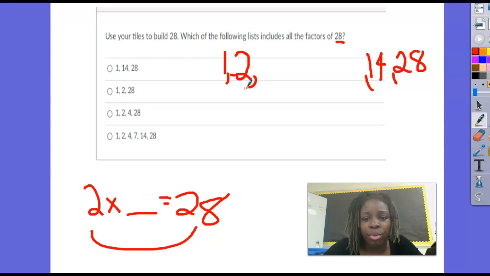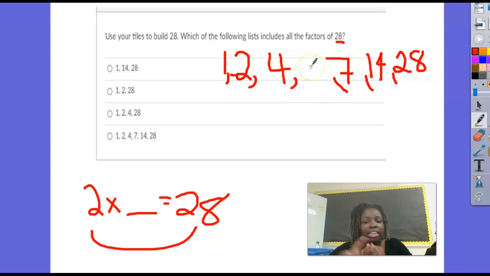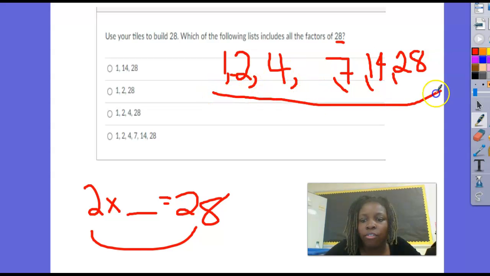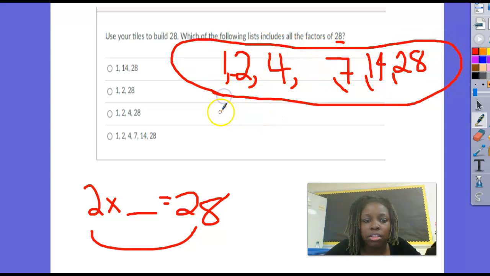Then can I multiply 3 by something to get 28? No. All right, so then 4. 4 times what equals 28? Great, 7. 4 times 7. And then can't do 5 or can't do 6. So these are all of our factors of 28. So which one will be your answer choice? Great, D would be your answer choice. 1, 2, 4, 7, 14, 28.